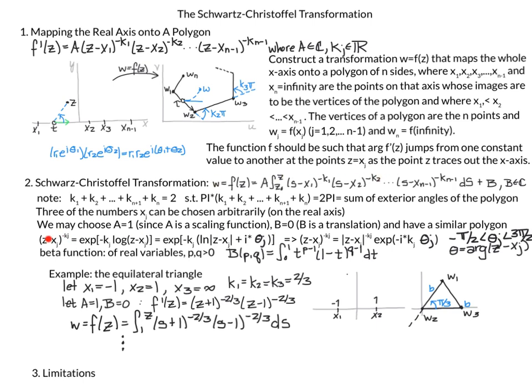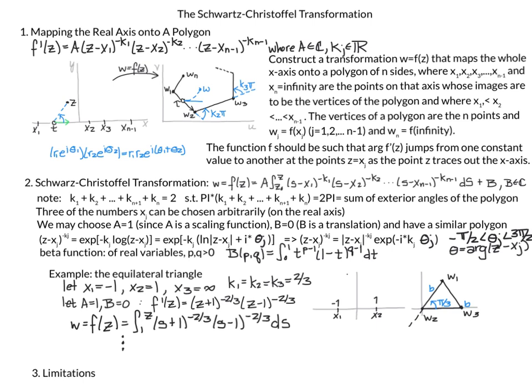Also, we will be using this formula here for our exponent when we work on this, as well as something called the beta function, because some integrals of this form are difficult to integrate, but we're going to leave this in this form, where this integral is equal to B of p, q. And we will do an example of the equilateral triangle. The final thing we will do is look at some limitations of the Schwarz Christoffel transformation.